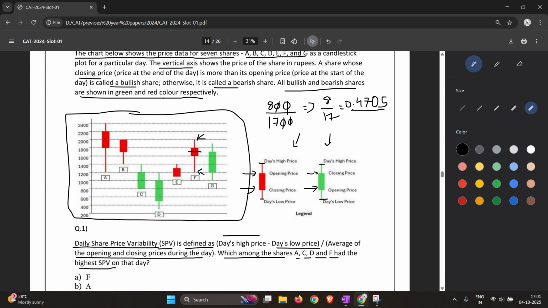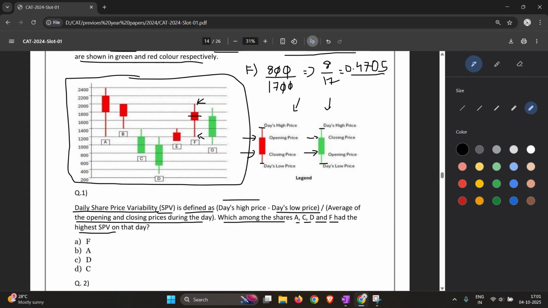But for now, let's not dive deep into how you would go ahead making these calculations fast. Let's just see what's the logic behind solving every problem. So okay, this is for F. So let's write this. Now for A.